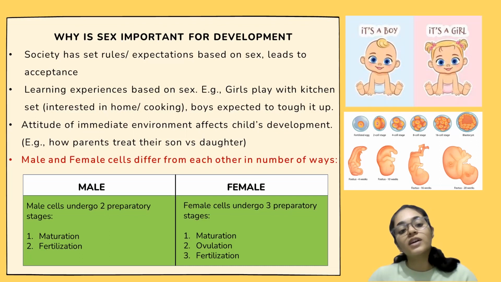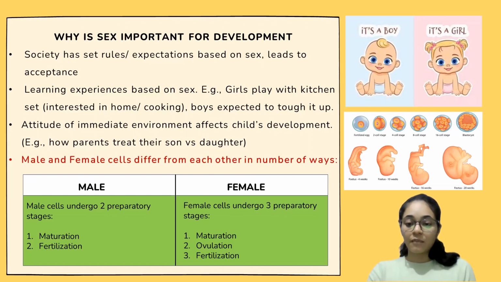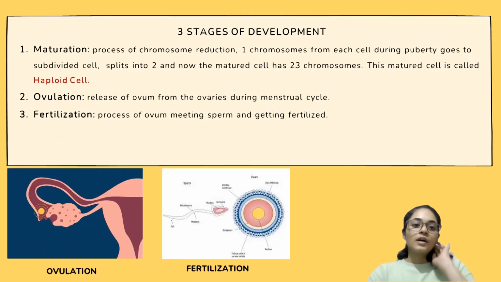And lastly, we look at the fact that male and female cells differ from each other in a number of ways. The male cells will undergo two preparatory stages: one is maturation, and the other is fertilization, while the female will undergo three preparatory stages: maturation, ovulation, and fertilization. These stages will be elaborated on in the next slide.